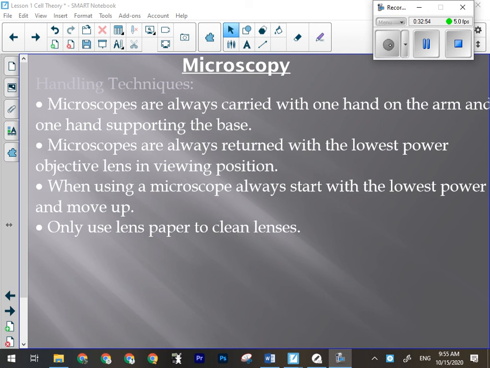All right, which lens should you always start on? Yeah, the first one, which we call the scanning power lens. We call it scanning because you use it to scan the entire slide and look for the specimens that you need to find. Then you have the low power lens. That's the middle one. It's got a yellow band on it, and then the high power lens has a blue line on it.